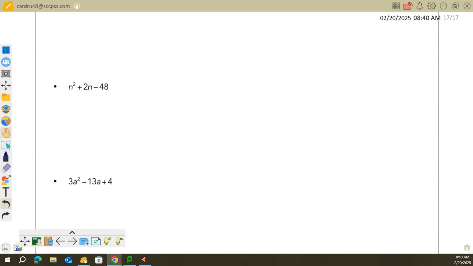All right, so I wanted to do one more example with you guys, and then I'm going to have you practice with the rest of them and checking with the key on Brightspace. I want to look at, what if what we are multiplying to is negative? So like in this example right here, n squared plus 2n minus 48. So my a times c is 1 times a negative 48, right? So that's negative 48, of course.